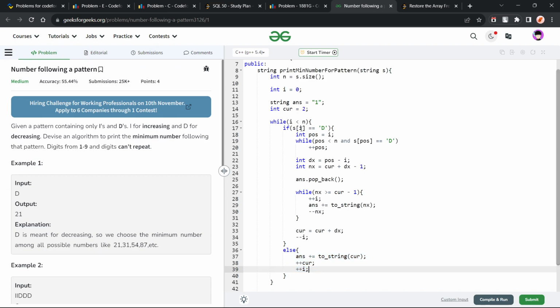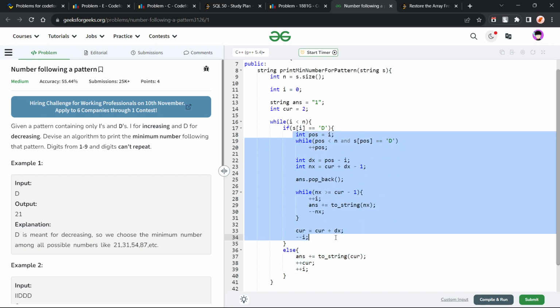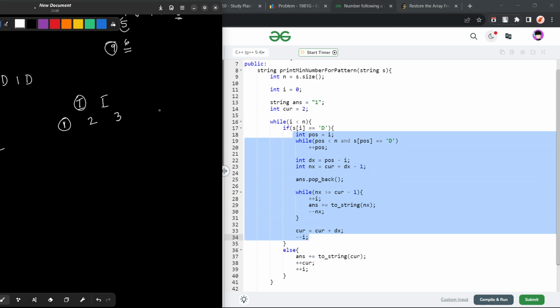But I cannot do the same thing for D. I cannot directly decrement my number. Why? Because if I encounter a D here, I cannot write 2 after 3. It would be smaller than 3, but I cannot repeat my same number. So if I encounter a single D, I would make this 3 to 4 first and then write 3 here. If I encounter double Ds, I would make this 3 to 5, then 4 here, then 3 here.